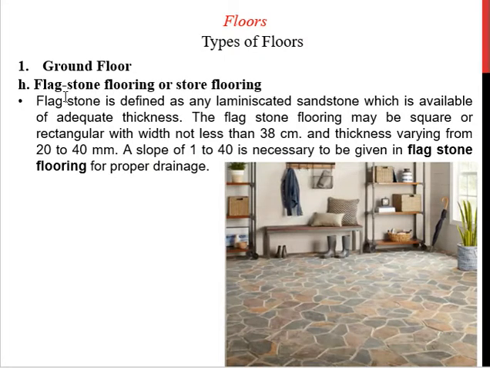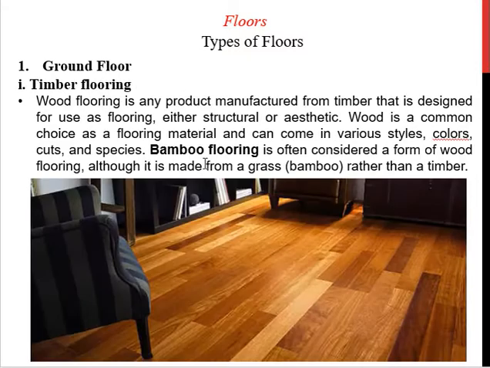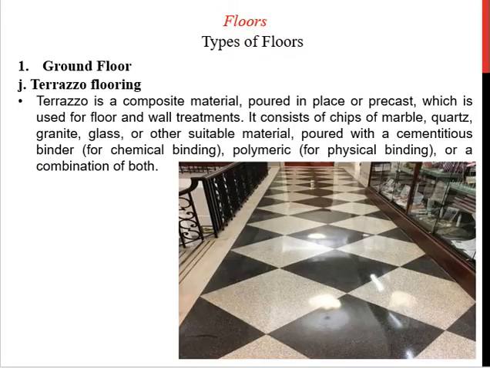Next is the flagstone flooring or stone flooring. Here we are basically using flagstone on the ground floor. So if such type of stone is present, then it comes under flagstone flooring. Next is the timber flooring. Again, if you are using timber or wooden-like material on the ground floor which acts as a flooring material, then that comes under timber flooring. Similarly, we can also use bamboo flooring on the ground floor.